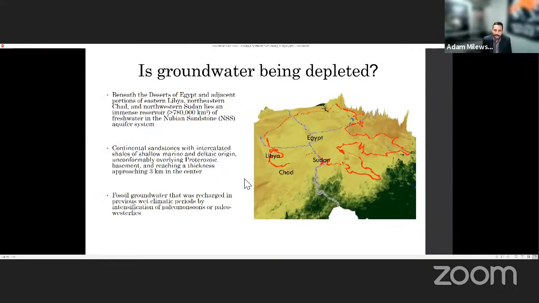So the question we had, and the question some of you might have, is groundwater being depleted in the Nubian sandstone aquifer? This is that same image that I showed you. As I mentioned, beneath the deserts, it's the largest freshwater system in the world. It's composed of sandstones with what we call intercalated shales. It's a very old aquifer. The water in the aquifer is over 1 million years old. And so this is considered a fossil aquifer. It's not being recharged. Very little is being recharged today. And most of it was from a previous wet climatic period.